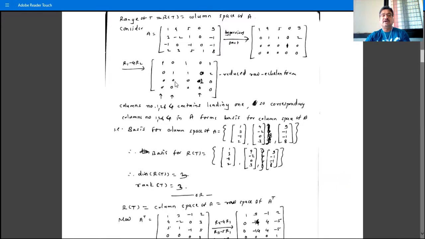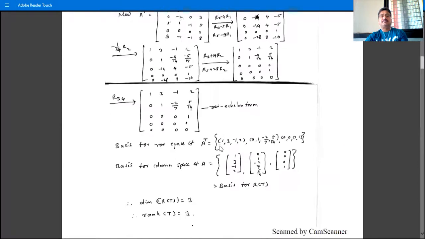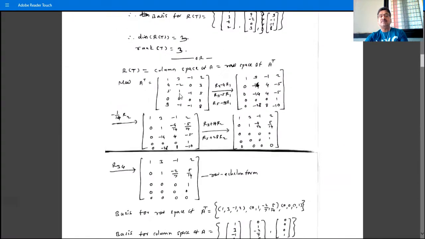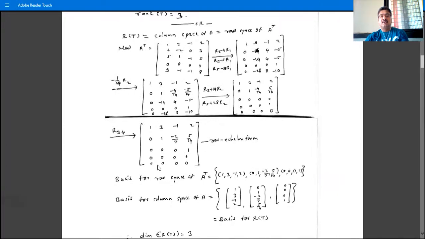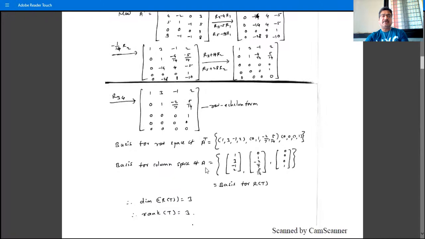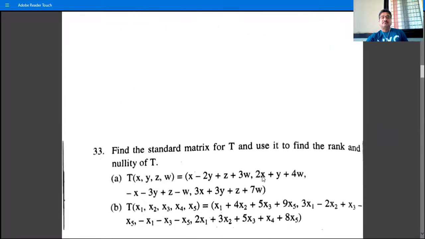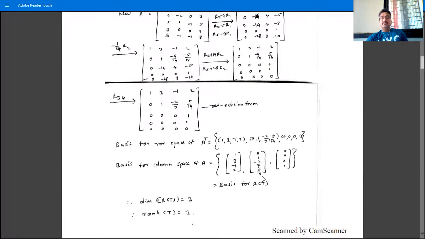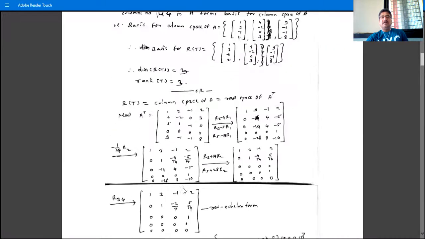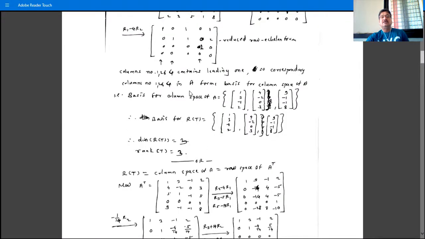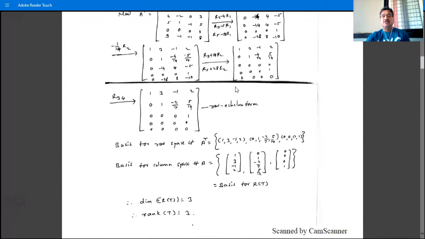Then note the columns that contain a leading one, and the corresponding columns in A form the basis for the column space of A. Write A transpose, and then find the basis for the row space of A transpose, and it is a basis for the column space of A. Okay, and that is the basis for the kernel of T. So we will find the basis for the kernel of T and the basis for the range of T in two different methods. So either use this method or use this method.